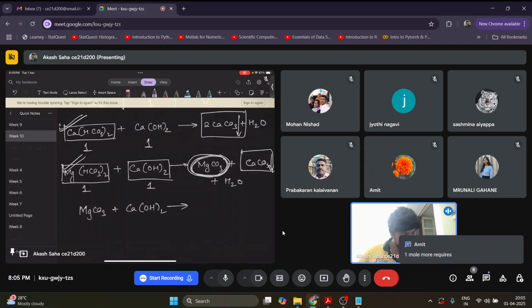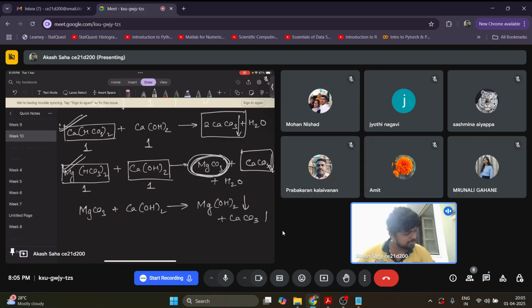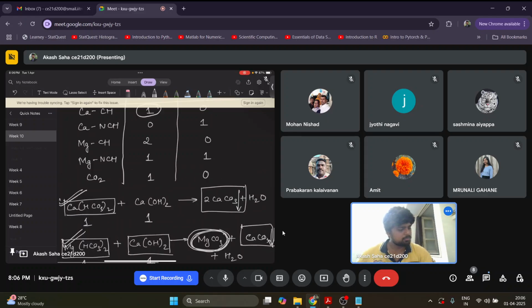So now we will get magnesium hydroxide. So this is getting precipitated, and CaCO3 is also getting precipitated. So here again 1 mole of lime is required. So that's why we are saying, to treat 1 mole of magnesium carbonate hardness, we need 2 moles of lime. Is it clear now? So from there it is coming.